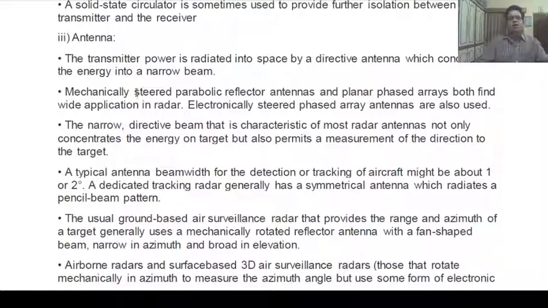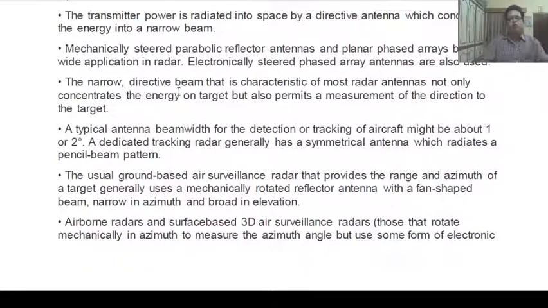These are two types of radar antennas: the steered parabolic reflector antenna and the planar phased array. Both have wide applications for radar. Electronically steered phased array antennas are also used.